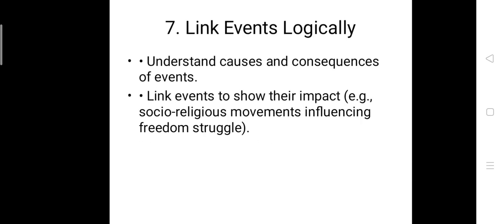Seventh is to link events logically. Understand the causes and consequences of events. Link events to show their impact, such as socio-religious movements influencing the freedom struggle. Again, you have to link things and ask why it happened. Keep asking the why question before reading any chapter: why it happened, and how it impacted society, religion, administration, and peasants. It gives the overall idea in that scenario.